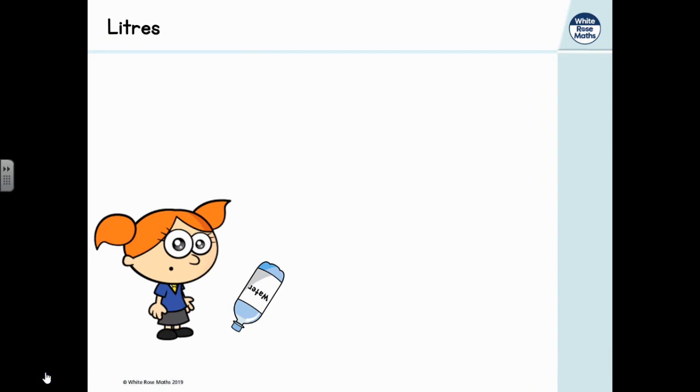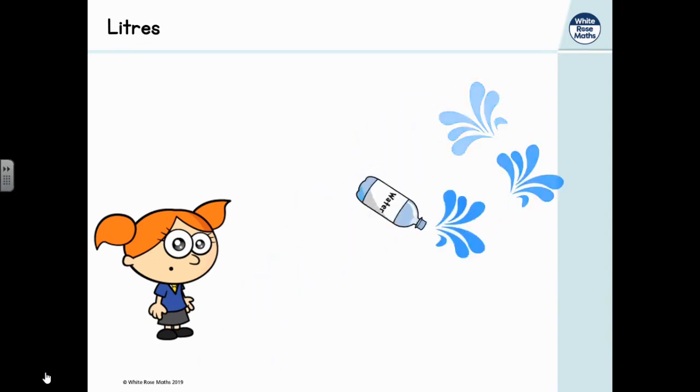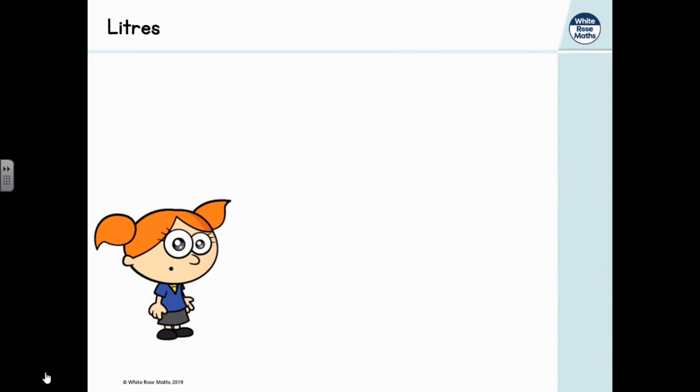Welcome back. Litres today, and Alex has made a rocket out of a water bottle. Are you ready to see it fly? 1, 2, 3. Whoa! Wow! Off it goes, high into the air, and very far, Alex. But how far?